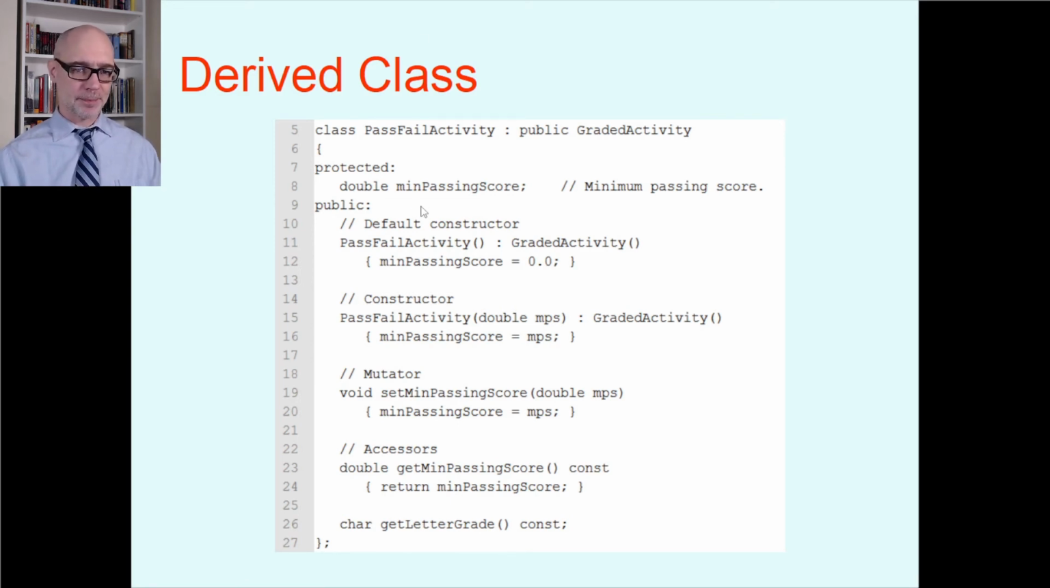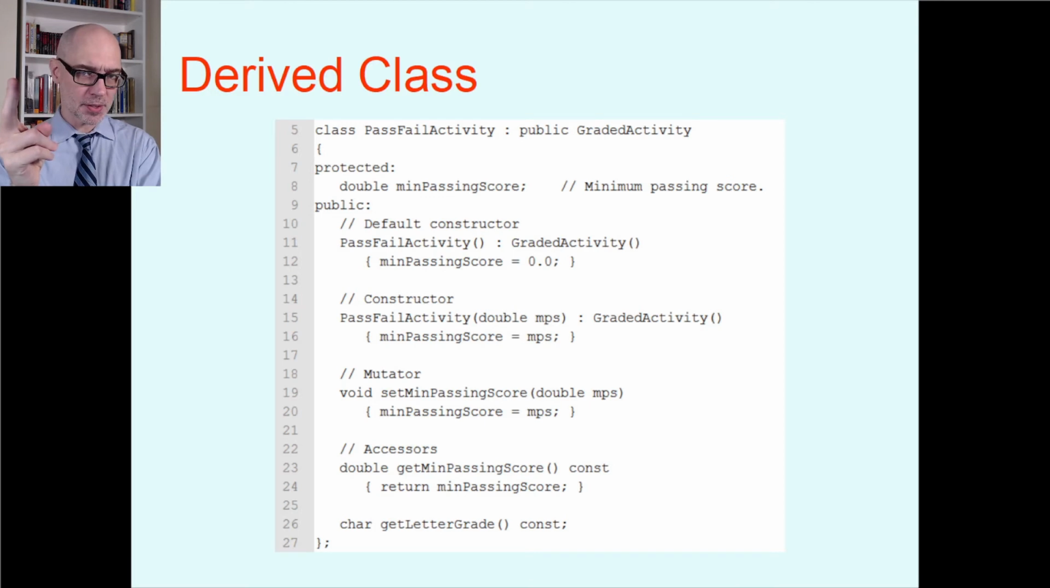Now, at this point, with my students, if I'm in class, I usually ask the following question. This PassFailActivity class, how many member variables does it have? Can you tell me that? How many member variables does a PassFailActivity have?